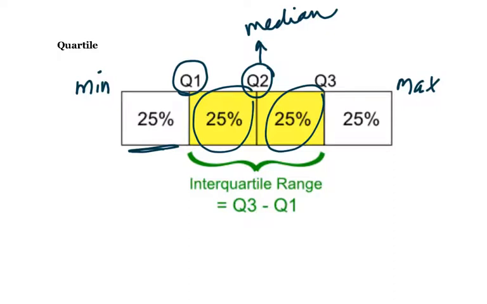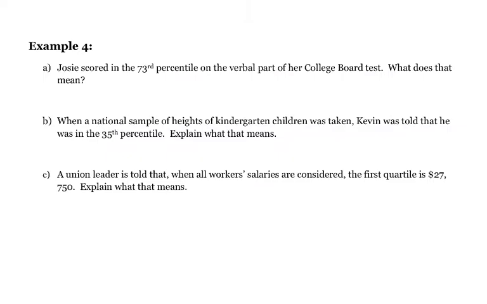The interquartile range is the range of values from Q3 to Q1. We'll look at an example so you can understand, and who knows, maybe we'll draw a box and whisker plot, which requires knowing all your quartiles. First, let's look at these examples.